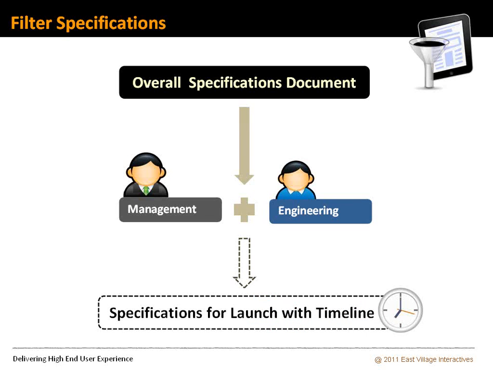Once you have the overall specifications that were prepared by the UX team, the management and the engineering analyze those specifications from a timeline perspective. What can be met within the given timelines should be kept in mind. This overall specification document is then filtered into the actual specification for launch. There might be a lot of features that might get skipped because of the timeline issues, which can be taken care of in the next launch. But these are decisions that the management or the engineering have to initiate and take care of.